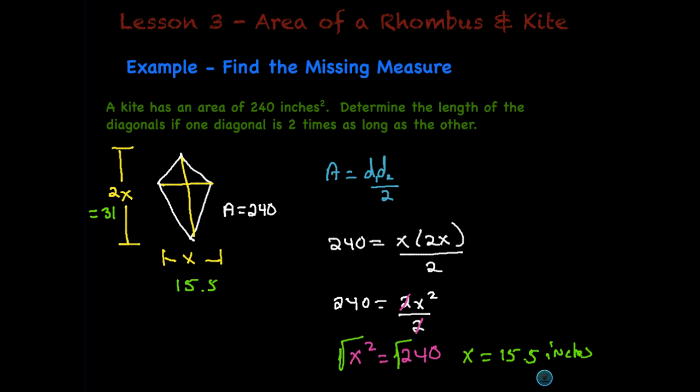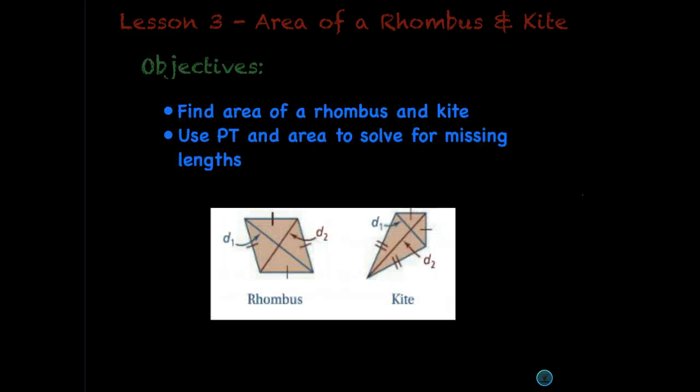And that concludes our lesson today on finding the area of a rhombus or a kite. So at this point, hopefully you will continue to use the Pythagorean theorem to help you solve missing pieces, as well as work backwards to find the length of a diagonal if you know the area.